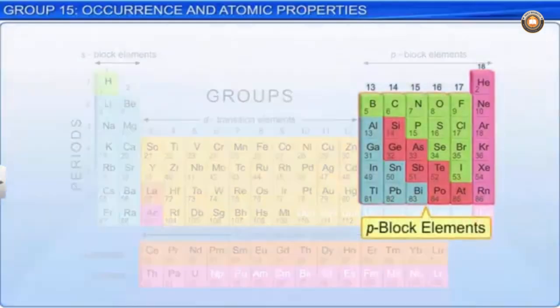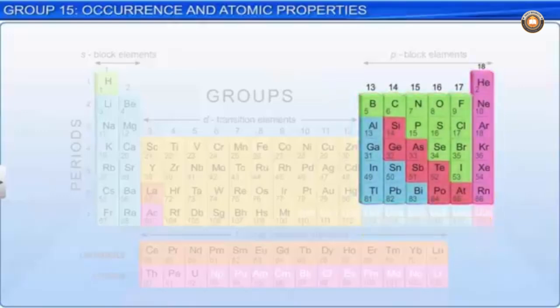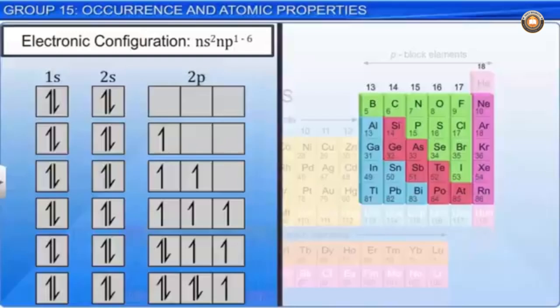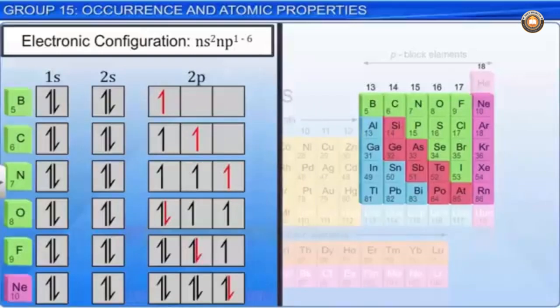You know that the p block elements are placed to the right side of the periodic table in groups 13 to 18. You also know that in the atoms of p block elements, the differentiating electron enters the valence p subshell. Thus, in these elements, the np subshell is gradually filled. On account of this, the general valence shell electronic configuration of these elements is ns2 np1 to 6.